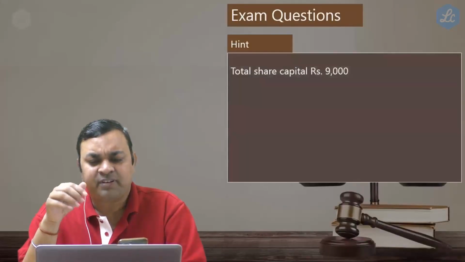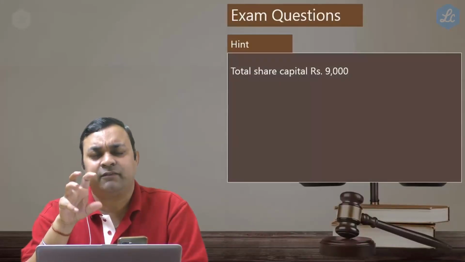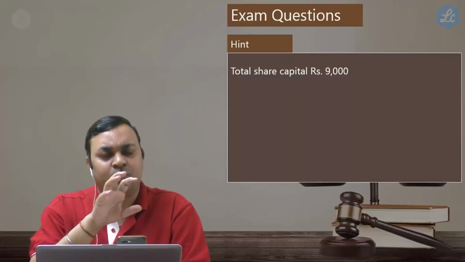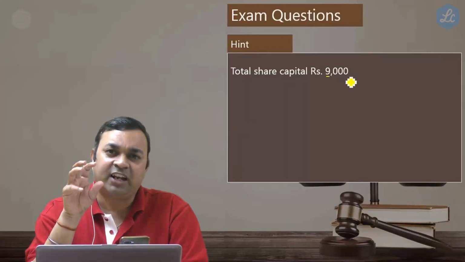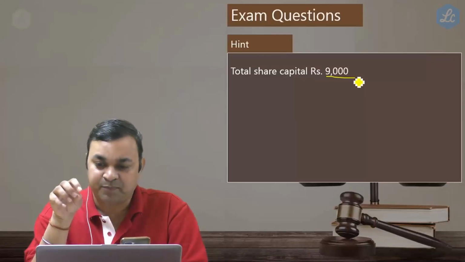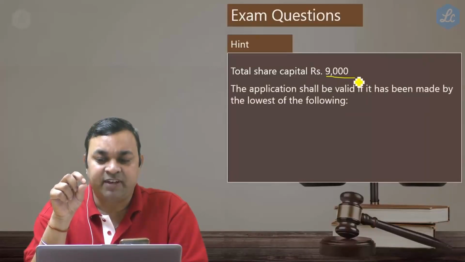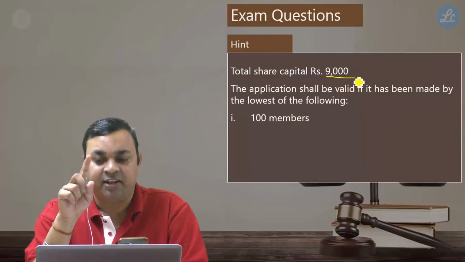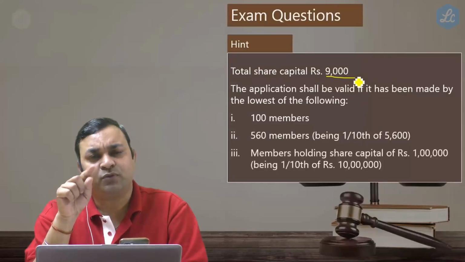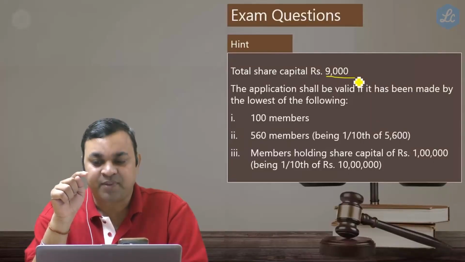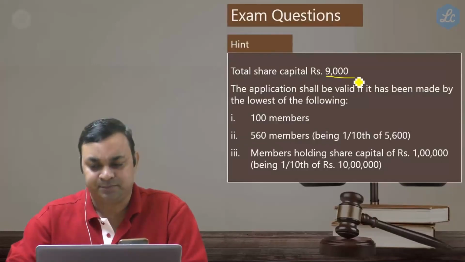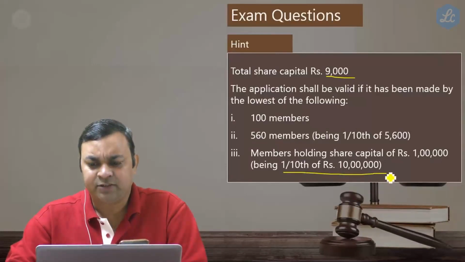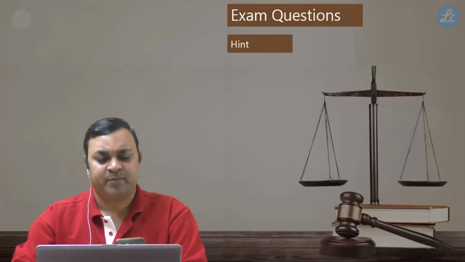So we need to present the answer in such a way that we calculate the total number of members. We need to calculate the total number of equity shares also. The application shall be valid. Now we will provide it in a graded manner. For example, 100 members, okay. 560 members, 560 comes to 1/10 of 5,600, and members holding 1/10 of 10 lakh, that is 1 lakh. Right?